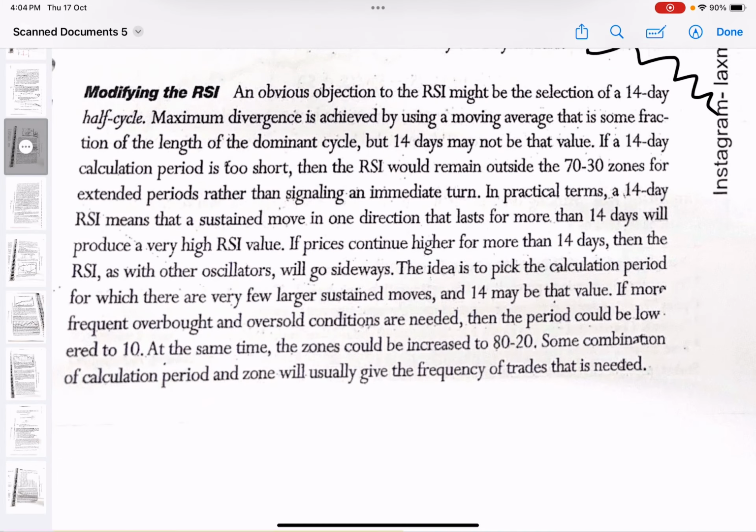An obvious objection to the RSI might be the selection of the 14-day half cycle. Maximum divergence is achieved by using a moving average that is the same fraction of the length of the dominant cycle, but the 14 days may not pay off the value. Like I discussed, there can be holidays in the middle, there can be weekends in the middle. So in any case, you can't be so sure that 14 is actually going to be the half period of time because of the change in the market conditions and the change in the market timings, and maybe someday there's a bank holiday, maybe someday there's a government holiday. So you can never really be so sure that the RSI is giving you the exact value.